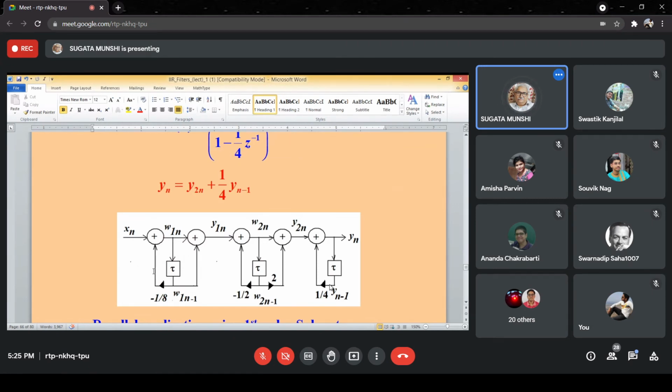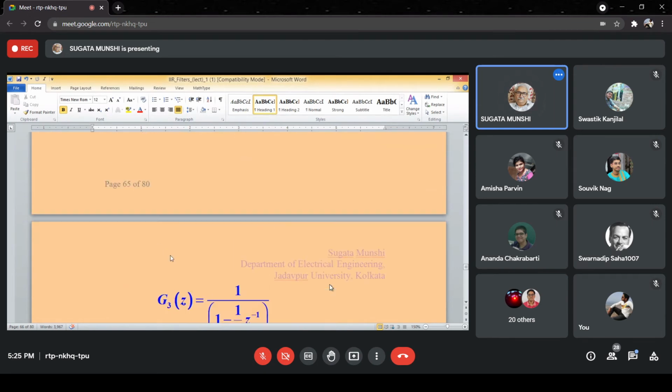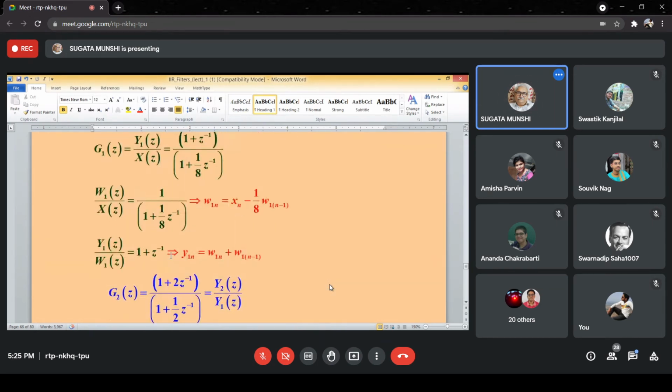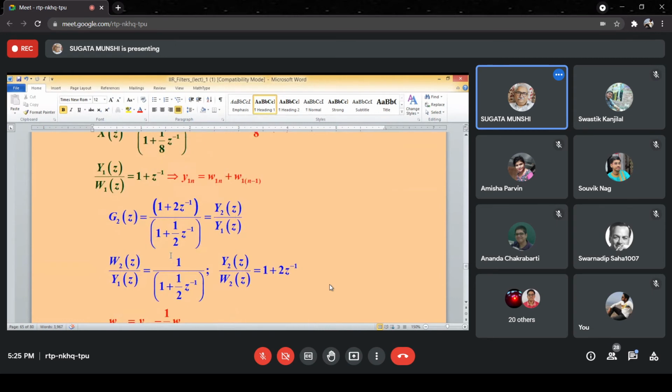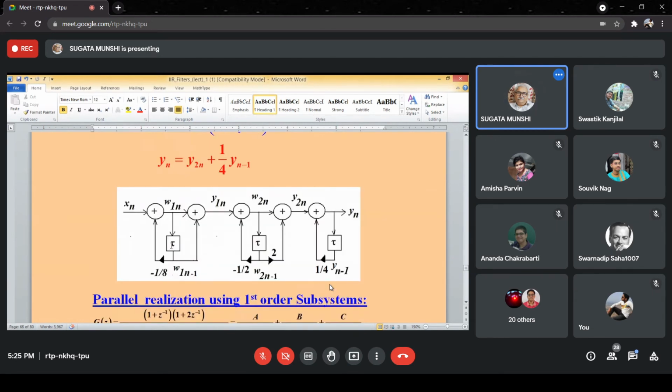The first g1 is this one. The first one is the direct form 2 realization of g1z. The second one is the direct form 2 realization of g2z. And the third one is the realization for that g3z.